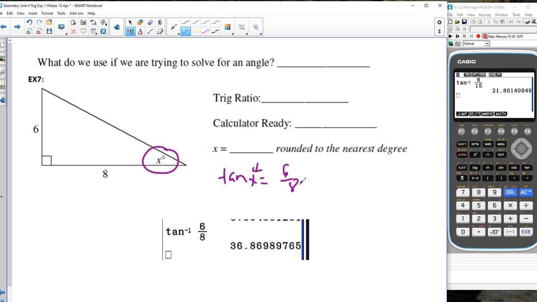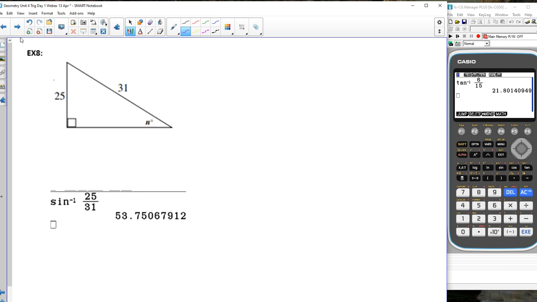I could put 6 over 8 in the calculator, come up with a decimal. Don't need to, so I'm just going to do tan inverse of 6 over 8 is equal to my angle. Plug that in, and my angle is about 37 degrees. Okay, 37 degrees. So that's pretty much it.